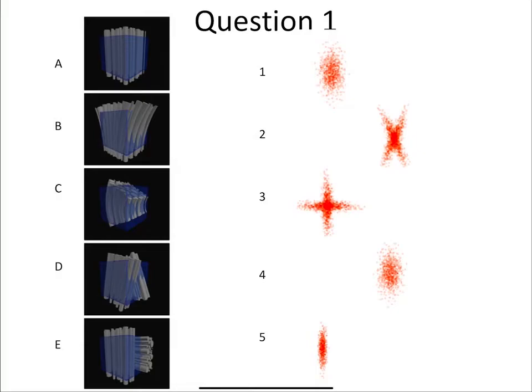Okay, so if you guys can take a look at this. What we have shown on the left-hand side are 5 different pictures of fiber orientations. And on the right-hand side we have 5 different particle distributions. Imagine particles diffusing in that structure. The idea is to think about which of those particle distributions line up with which fiber configuration. Okay? So take a minute or so to think about that, and then we'll go through this together.